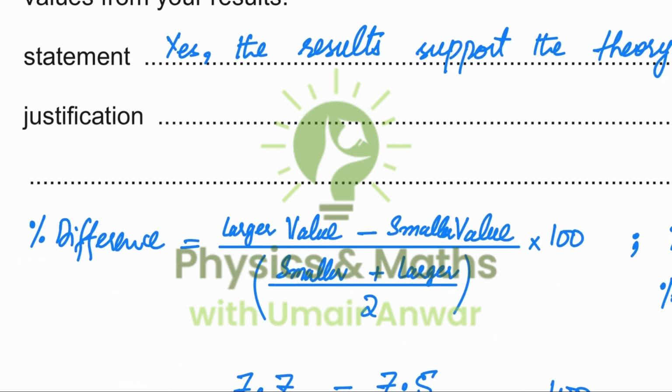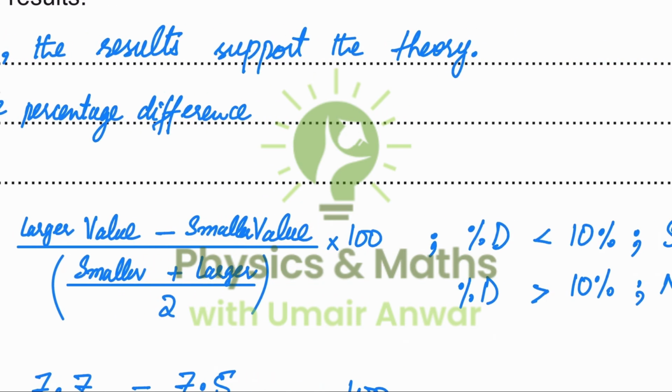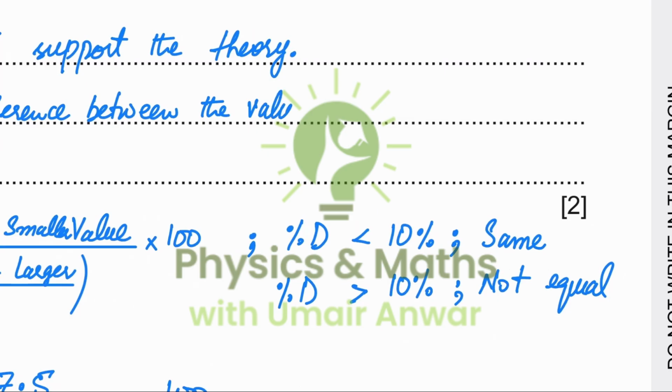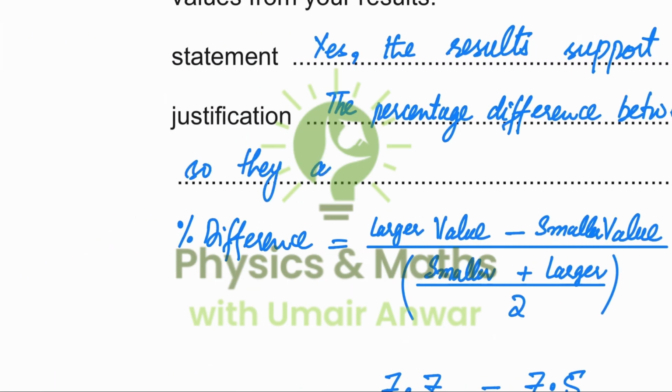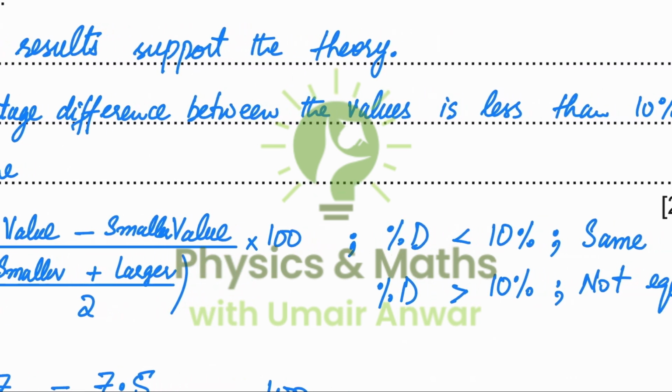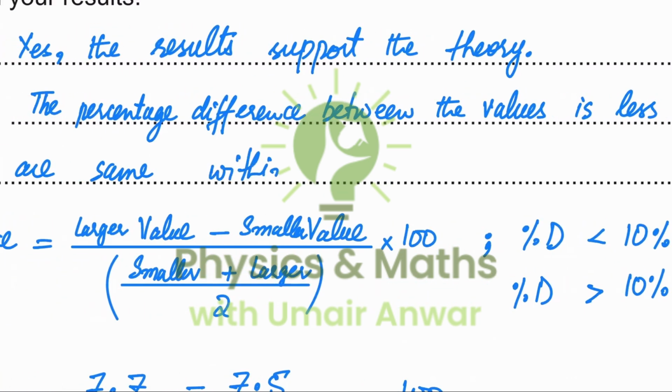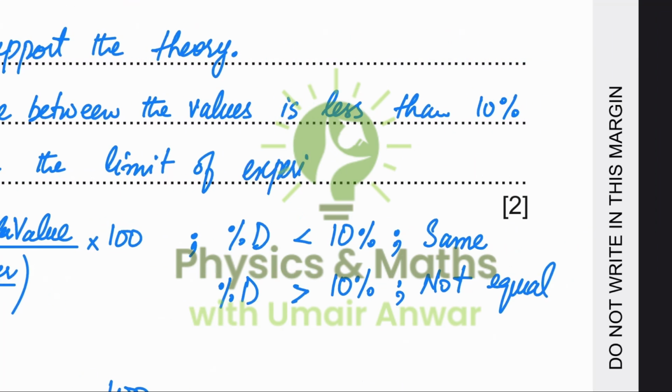And what is the justification? The percentage difference between the values is less than 10%. So they are the same within the limit of experimental accuracy.